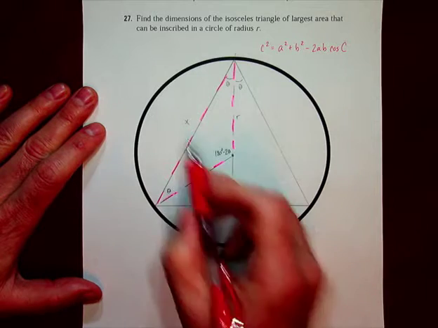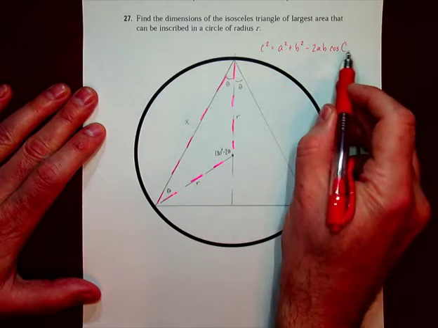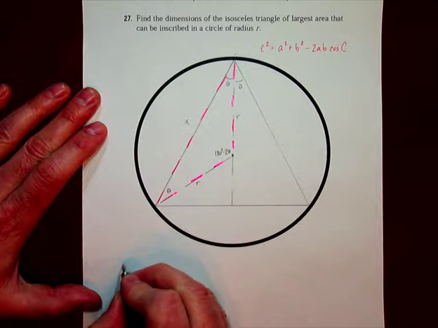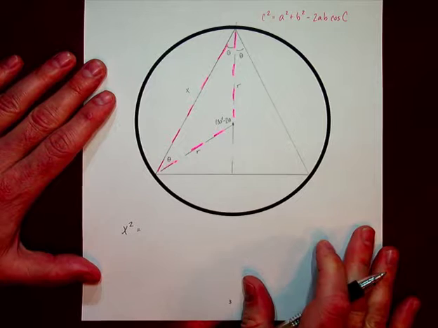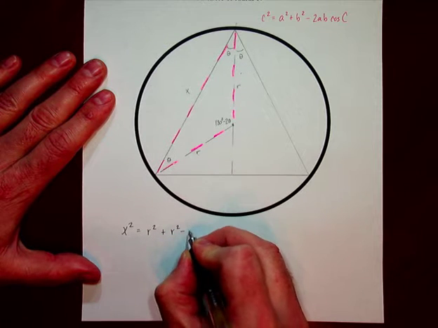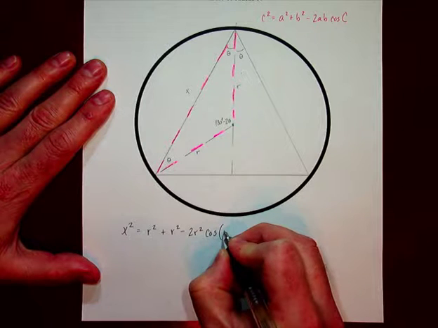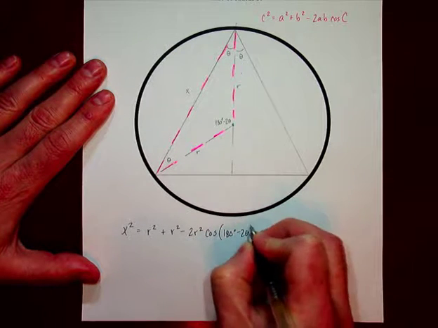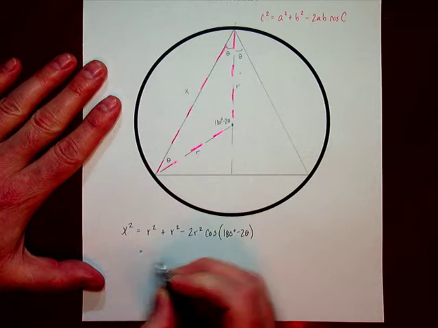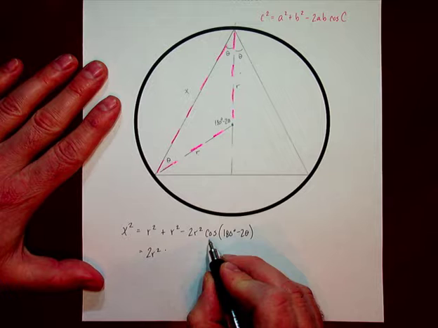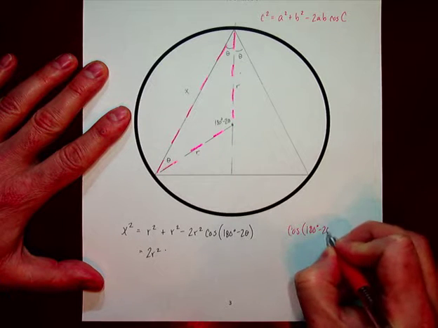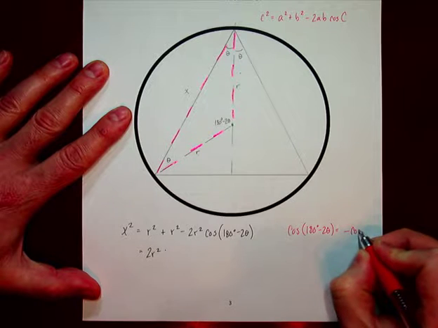In this case, c is the side opposite from angle c, and so this time it's x squared. x is our c, and a and b are both radii. So it's r squared plus r squared minus 2r squared cosine of 180 degrees minus 2 theta. Well, if you do a little bit of simplification, it's really not that hard to show that cosine of 180 degrees minus 2 theta is basically equal to negative cosine 2 theta.